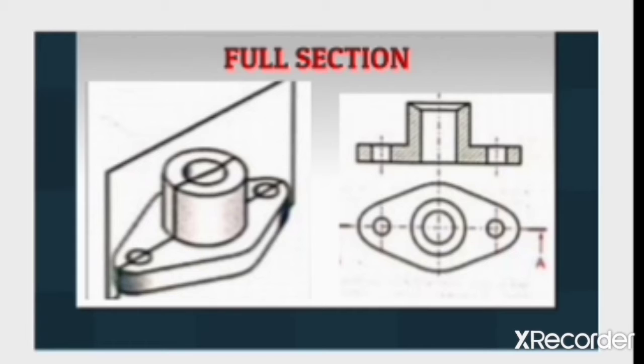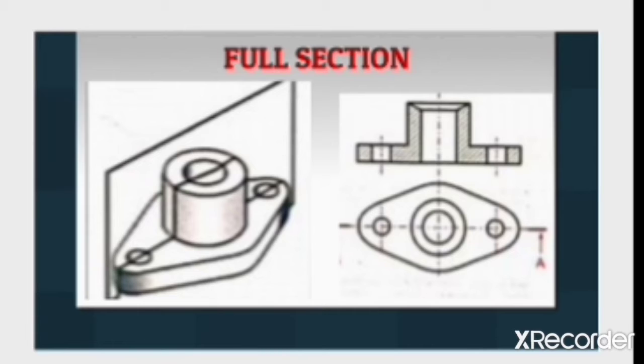Then the right side diagram shows the sectional front view and top view. Here the section is mentioned by A. In front view we are given hatching lines. The surfaces which are touched by the cutting plane is mentioned by the hatching lines or section lines. It is always 45-degree inclined to the axis of object. Generally the angle of hatching lines is 45-degree.